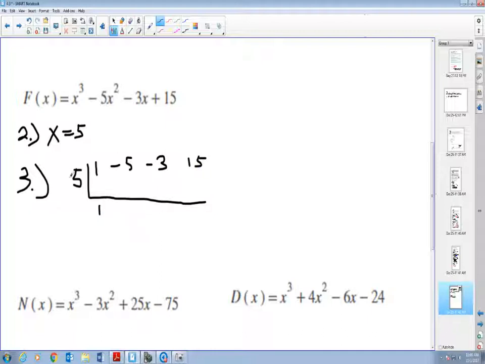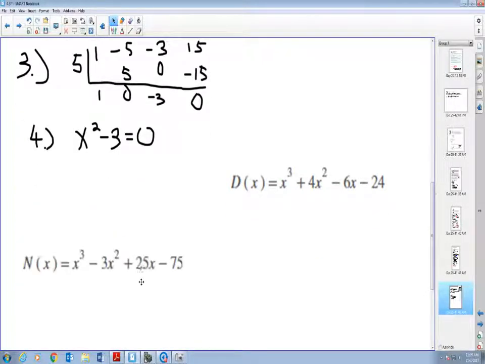Bring down the 1. 5 times 1 is 5. That's a 0. 5 times 0 is 0. That's a -3. 5 times -3 is -15. Add them up. Remainder is 0. So the quadratic equation I end up with is x squared plus 0x minus 3.